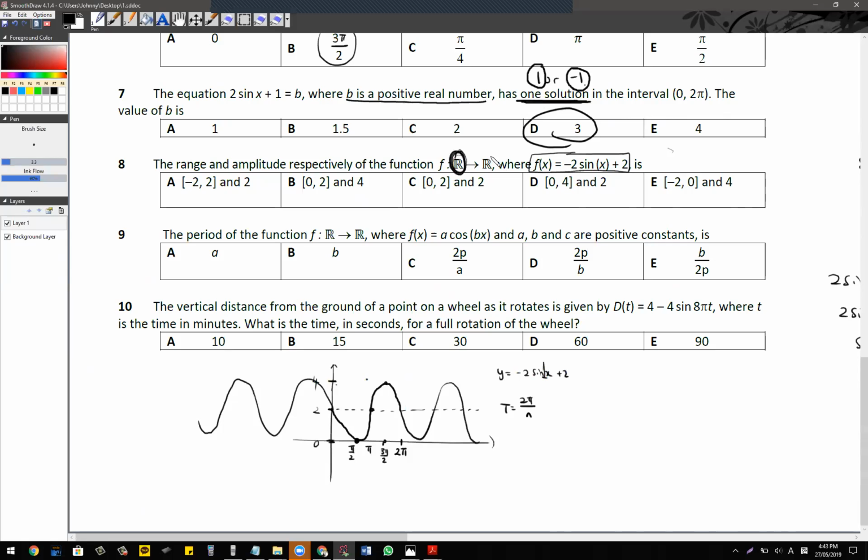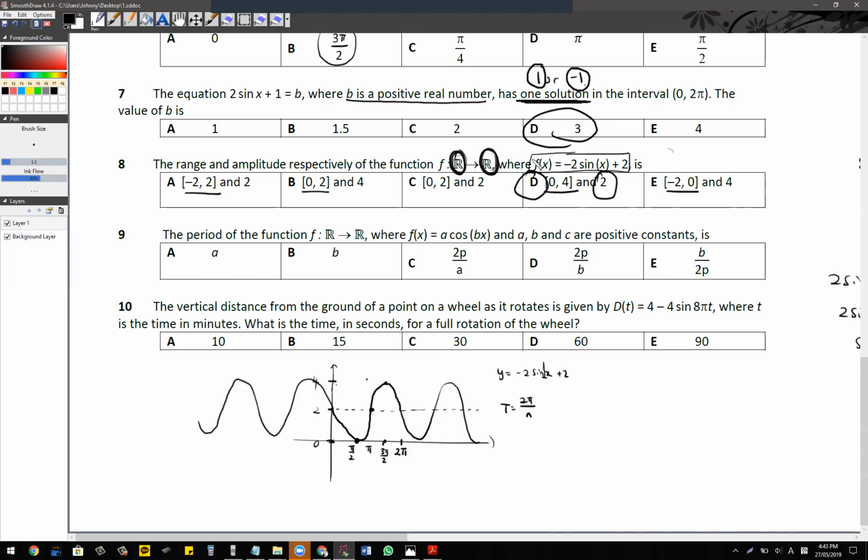But range would be... This is not range. This is called codomain, which simply includes the range. So just by looking at the equation, you can never work out the range. You need to actually look at the graph to figure out the range. So the range is from 0 to 2, or -2 to 2, or 0 to 4, or -2 to 0. Which one is it? 0 to 4, that's right. So this is the answer to this one. Amplitude is 2 because it's -2 here.